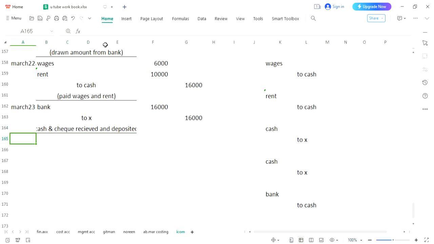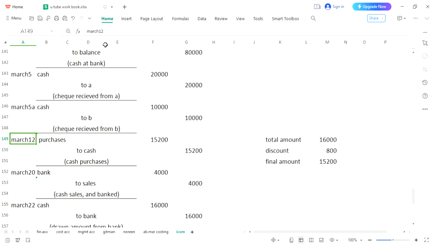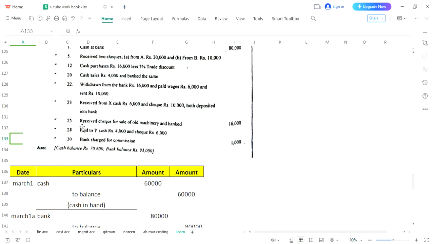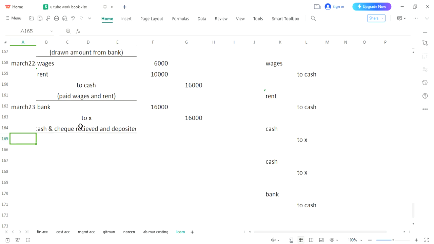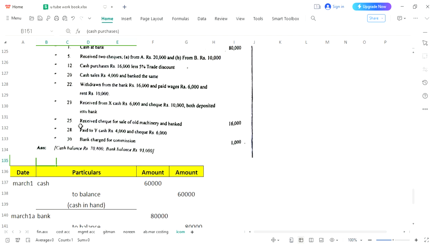Now let's see what is next for us. 25 is our next entry. March 25. Let's see what March 25 is saying. Received check for sale of old machinery and banked. Now please understand, you have sold your machinery. Machinery is going out, received cash or check, but that check was immediately deposited into the bank.